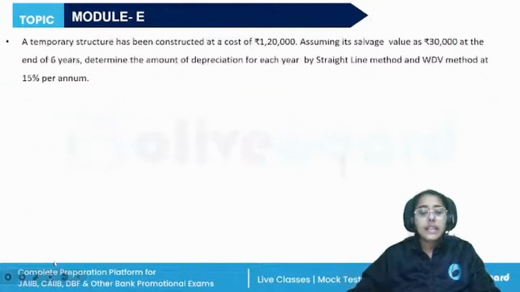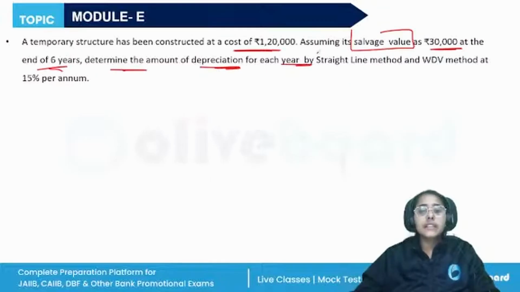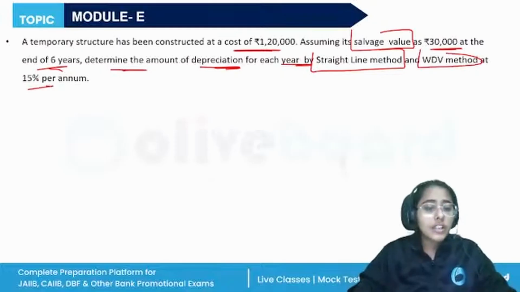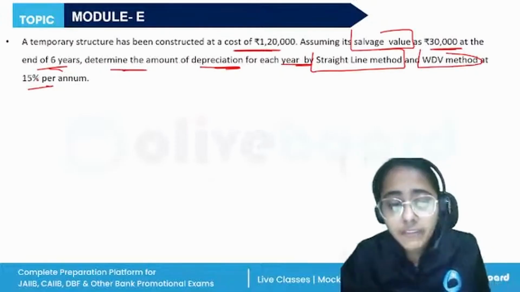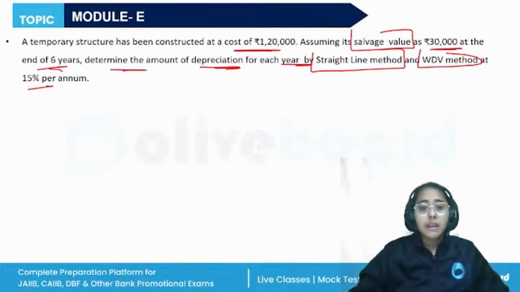All right. Next numerical. A temporary structure has been constructed at a cost of 1,20,000, assuming its salvage value as rupees 30,000 at the end of 6 years. Determine the amount of depreciation for each year by the straight line method and the WDV method at 15% per annum. So the question clearly tells us that we need to calculate the depreciation, but we need to use both the methods.